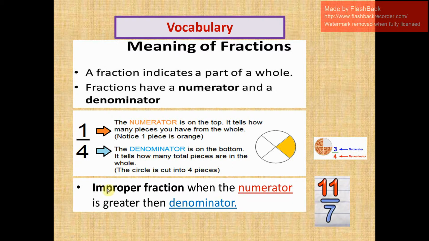And the improper fraction: when the numerator is greater than the denominator, we call this one an improper fraction, because 11 is greater than 7. We call this fraction an improper fraction.